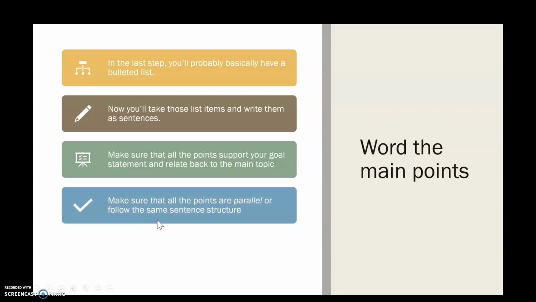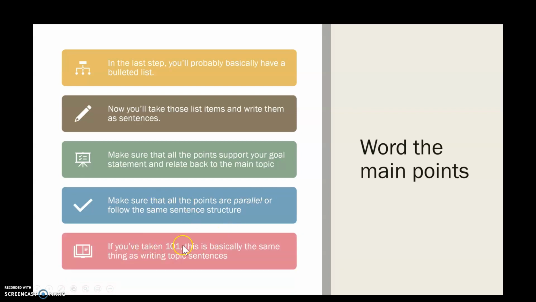And you want to make sure that all the points are parallel or follow the same sentence structure. That's something you can tackle in revision and editing, but it definitely does help to make your speech seem more polished and refined if you use the same sorts of sentence patterns throughout. And if you've taken 101, this is basically the same thing as writing topic sentences. So you want to make sure that your topic sentences for each of your paragraphs follow the same format and relate back to the main point.